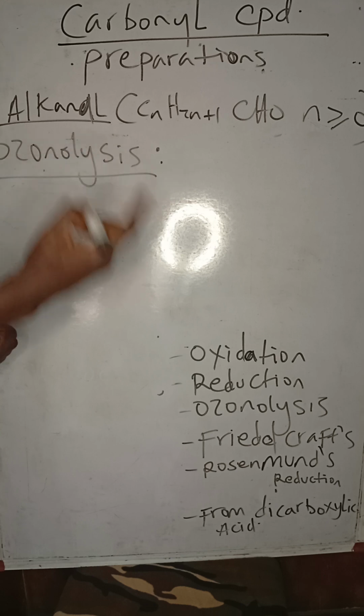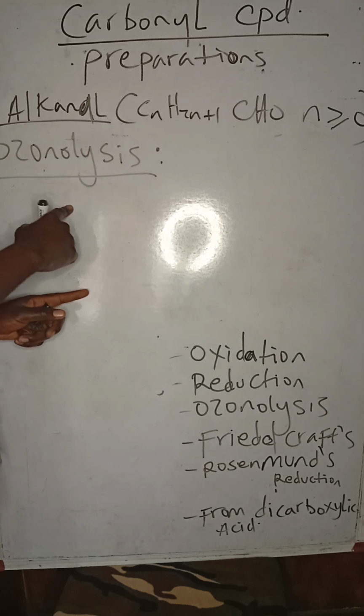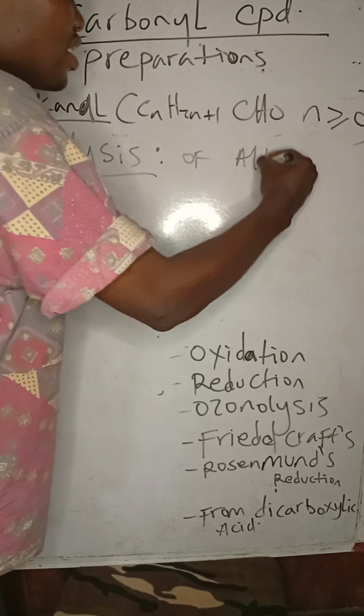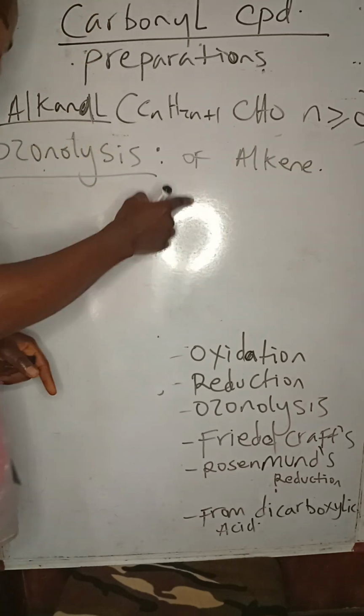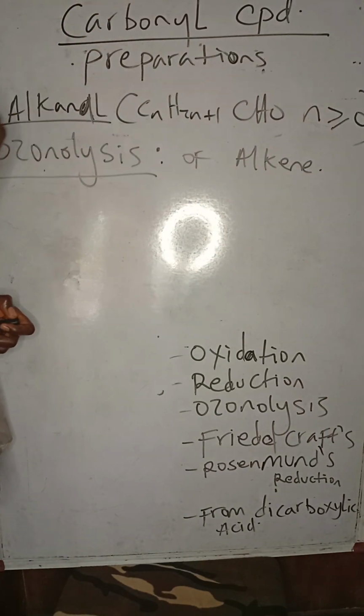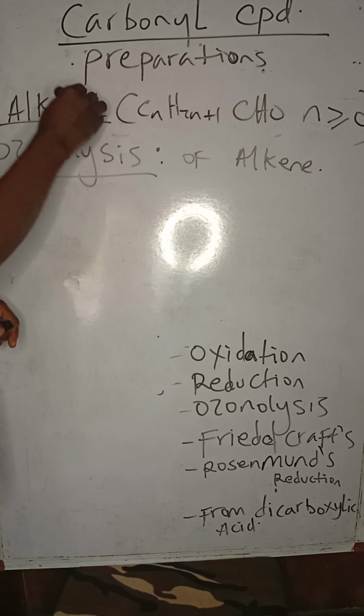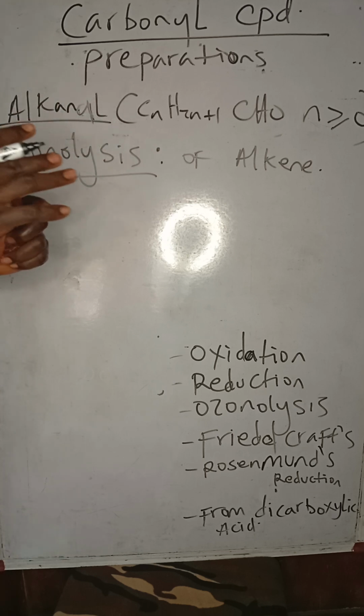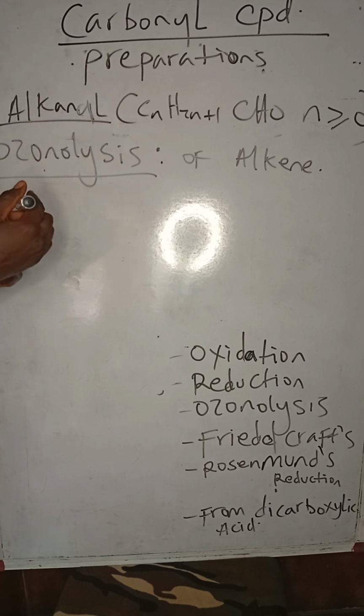Let's, for instance, use an alkene, because the ozonolysis that will lead to alkanal production is ozonolysis of alkenes. Though alkanones can also be produced, for alkanals to be produced, there are particular alkenes we look for. So ozonolysis of alkenes can give me alkanal. Now, how does it work?